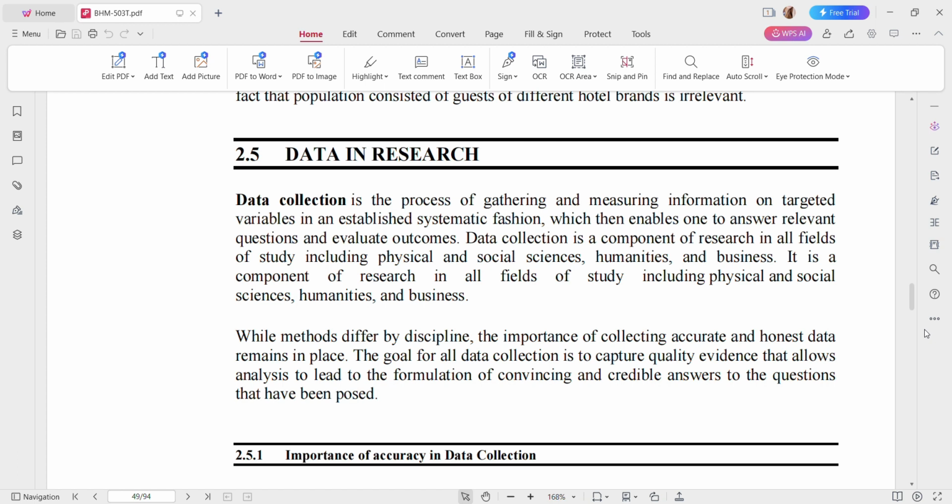Now, the goal of all data collection is to capture quality evidence that allows analysis to the formulation of convincing and credible answers to the questions that have been posed. So, meaning to say, the intention really of the data collection is to capture quality evidence. I'd like you to zero into this, the quality evidence, because you will be needing this one in interpreting your result. Without ensuring the correctness, accuracy, and validity of your data, you may lead to a questionable result. That's why you have to capture quality evidence.